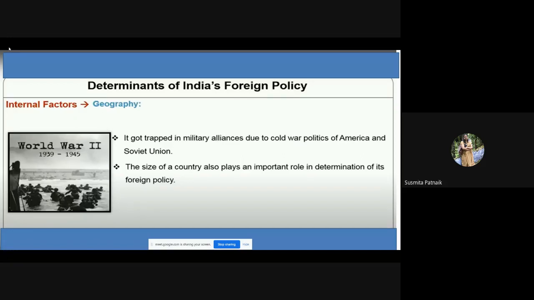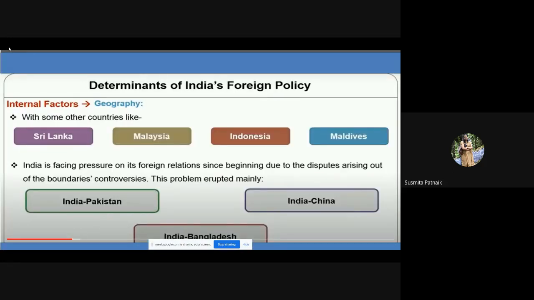If it makes an alliance with the Soviet Union, then what happens? The United States of America becomes angry. And at other times, if it becomes an ally of the United States of America, then it becomes a rival to the Soviet Union. So for these reasons, India got trapped in military alliances due to the Cold War. The size of a country also plays an important role in the determinants of its foreign policies. Then the next one is geography.